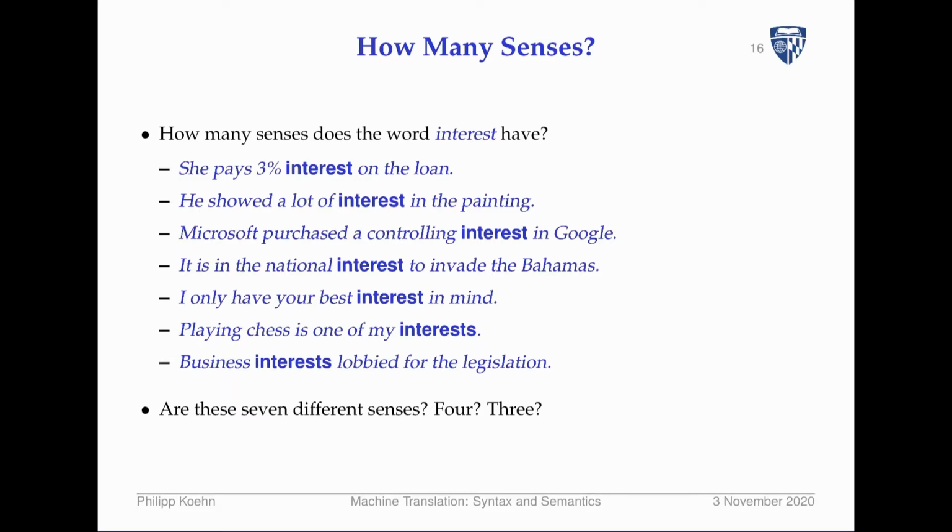But the first question, of course, is how many senses does a word like, let's say, interest have? So here's a bunch of sentences, and you tell me how many different senses the word interest is used in here. She pays 3% interest on the loan. He showed a lot of interest in the painting. Microsoft purchased a controlling interest in Google. It is in the national interest to invade the Bahamas. I only have your best interest in mind. Playing chess is one of my interests. Business interests lobbied for the legislation. So how many different senses are there? Four or three or what?